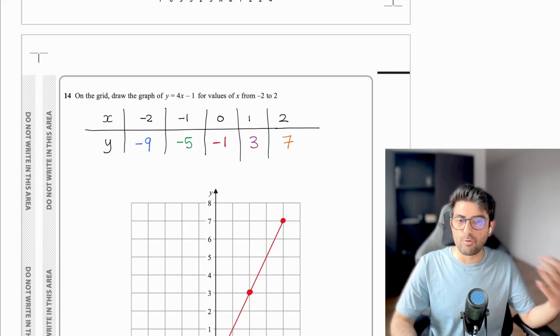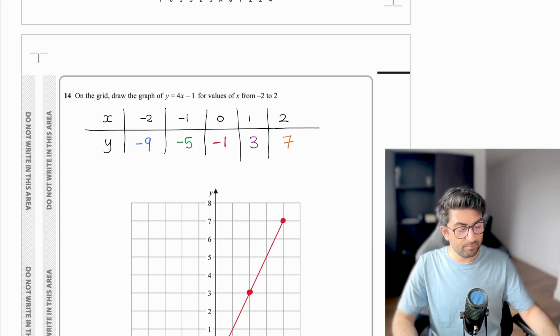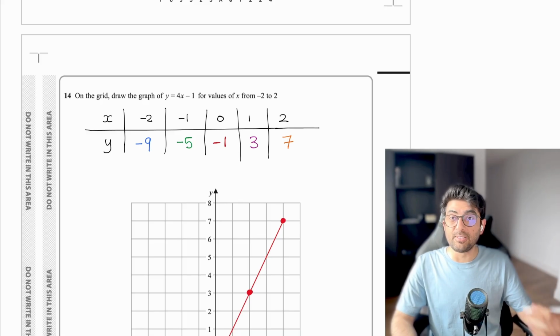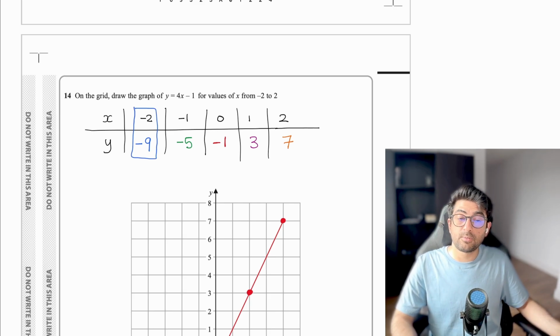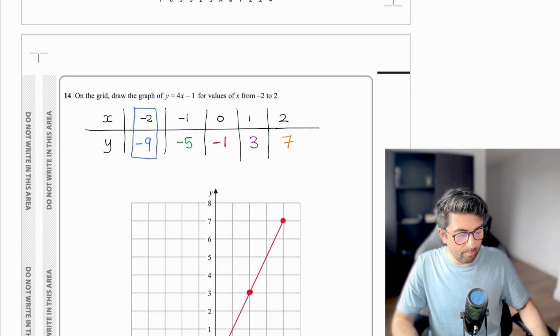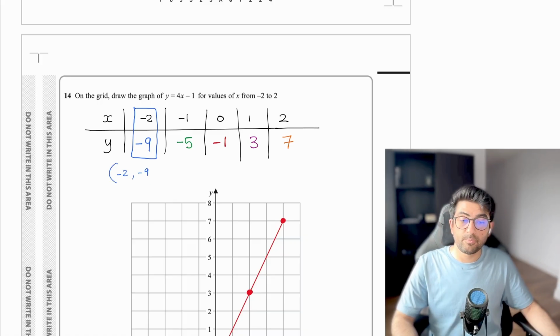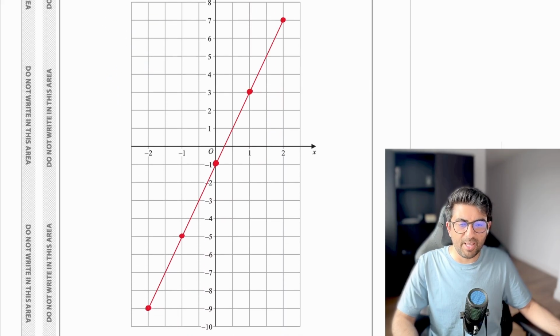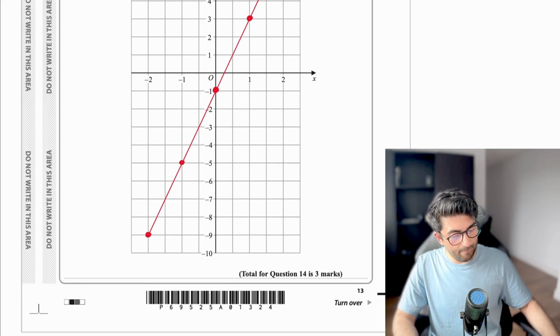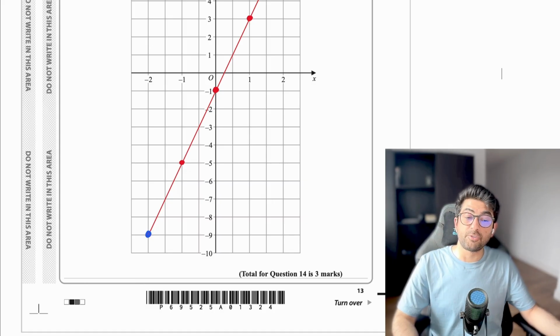Now let's see how that relates to my graph. Each one of these is coordinates. We've got X and Y, which are coordinates. Let's have a look at this one first. That's like saying -2, -9 in coordinates. So X is -2, Y is -9. Does that work on my diagram? I think it does. For this point here, X is -2 and Y is -9.